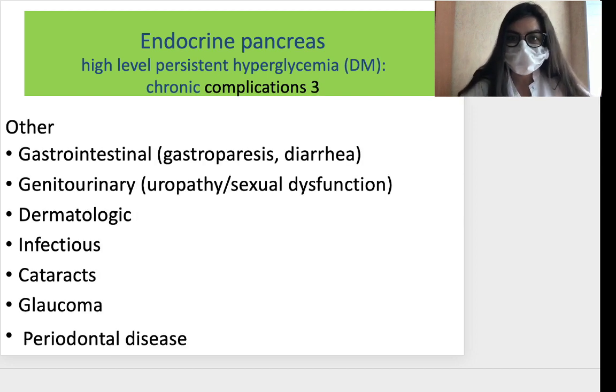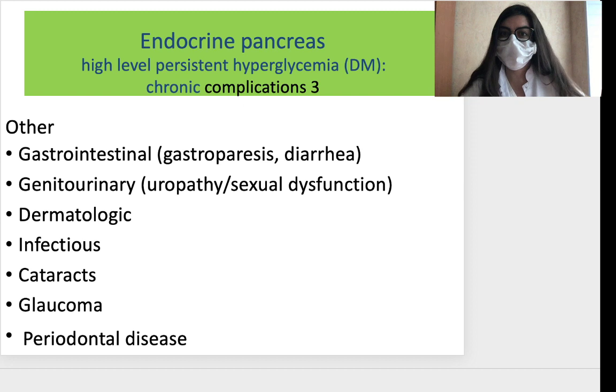Other complications are usually connected with neuropathies and angiopathies too. It is GI complications like gastroparesis, diarrhea, or constipation. It is genitourinary like uropathy and sexual dysfunction. It is dermatological complications, different infections, cataracts, glaucoma, periodontal disease.